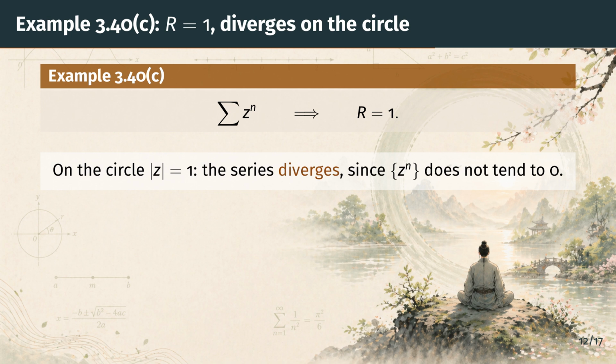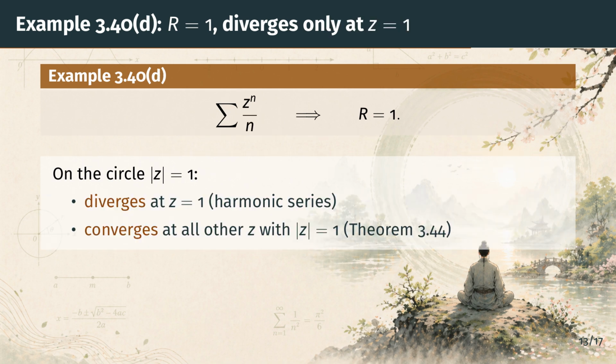Next, a series that diverges at only one boundary point. Now divide by n. The nth root of 1 over n still tends to 1. So again the radius is 1. But the boundary behavior is now subtle and mixed. At the single point z equals 1, the series becomes the harmonic series, 1 plus 1/2 plus 1/3, and so on, which diverges. Yet at every other point on the circle, the series actually converges. That last fact is not obvious. It will be proved later using a tool called summation by parts in Theorem 344. So here, the circle has exactly one bad point.